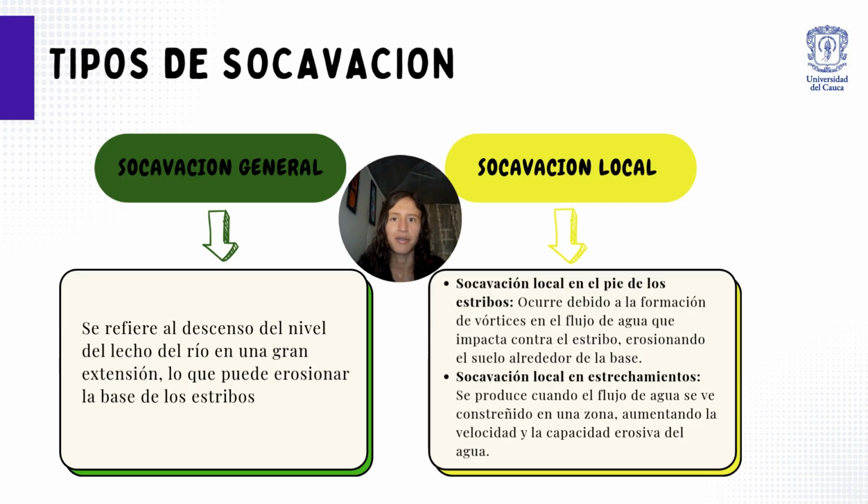General scour refers to the lowering of the riverbed level over a wide area. This process can weaken the foundation of the abutments over time. Local scour, on the other hand, occurs in specific areas, especially near the abutments. There are two common situations. First, local scour at the abutment base, caused by the formation of water vortices that hit the abutment and remove the surrounding soil. Second, local scour in narrow sections, where the water flow is restricted, which increases its speed and erosive power.